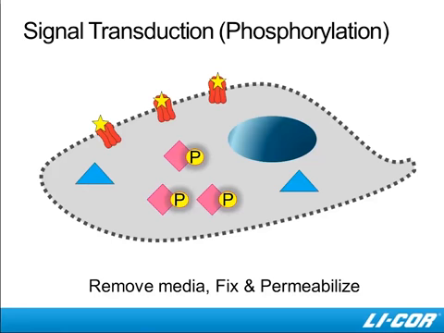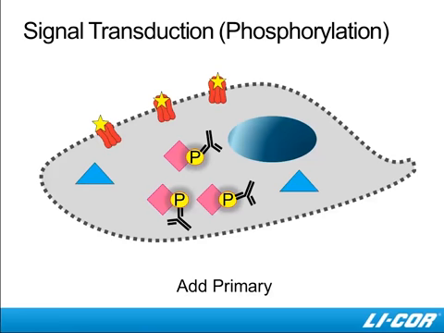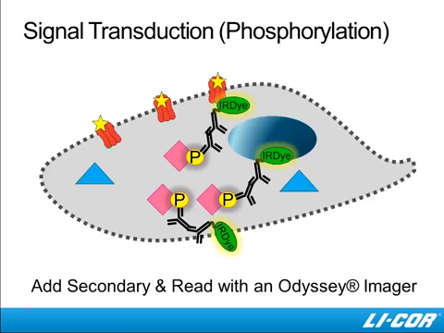Now, again, what makes these secondary antibodies unique is that they're conjugated to an IR dye that will allow for detection on an Odyssey imager. So at this point in the example, once we've incubated the cells with our secondary, we can go ahead and go to our Odyssey and scan the plate.